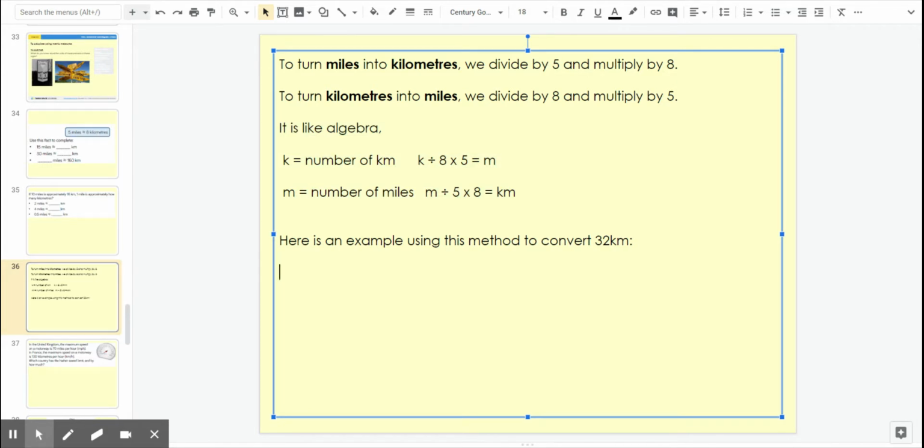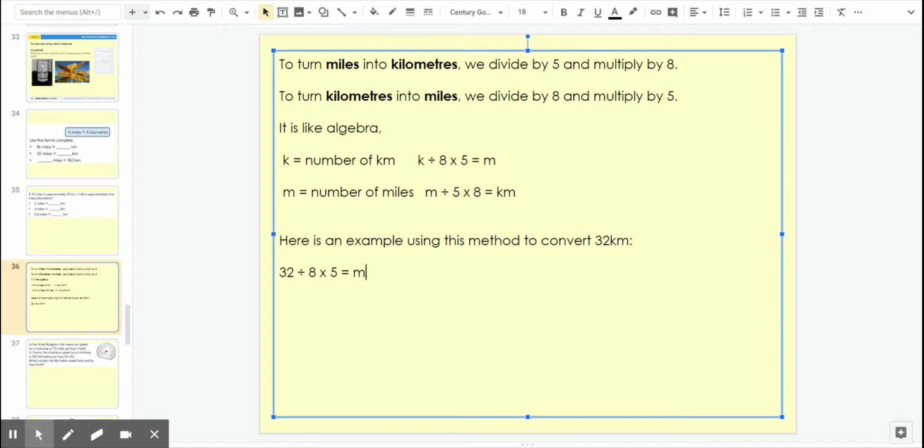So we've got 32 kilometres. So 32 is our k, so we can write 32 there. I'm just going to copy this division sign because that's tricky to get up on here. 32 divided by 8 times 5 equals m miles. What's this called? It's a formula, isn't it? Do you remember that from our algebra days? It's a certain way of working things out that will never change. If you're trying to work out kilometres, turn it into miles, that formula will never change.